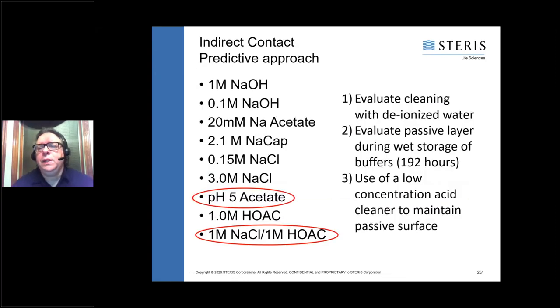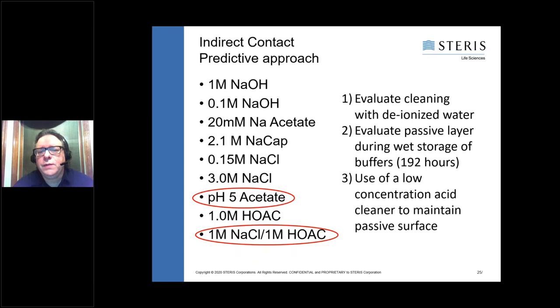Another example here is, in this case, a blood fractionation facility with a whole list of buffers. They saw some failures in a rupture disc due to the corrosive nature of the solutions. We evaluated the cleaning, in this case using deionized water, and then evaluated the passive layer during wet storage of the buffer. And then we wanted to utilize a low concentration of an acid to maintain the surface.